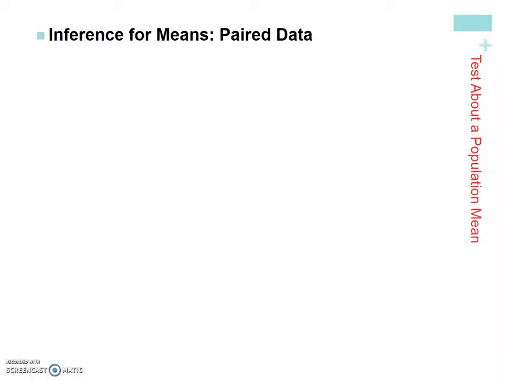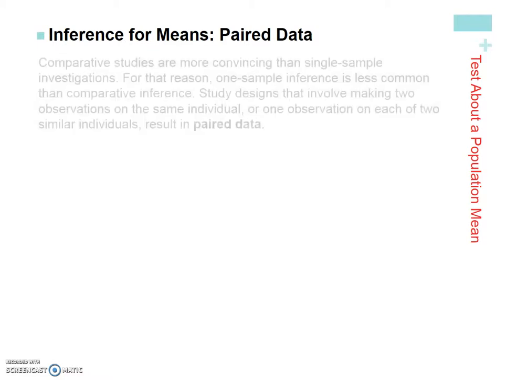So while we've been talking about how to carry out significance tests for population means, there is one other type of significance test for means that we're going to talk about in this section. Up until now, everything we've been doing is for one sample, and we're still doing that, but it's going to look a little bit different. So this section is all about inference for means, but when the data is paired.